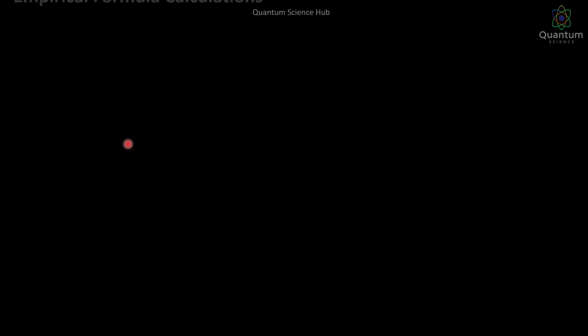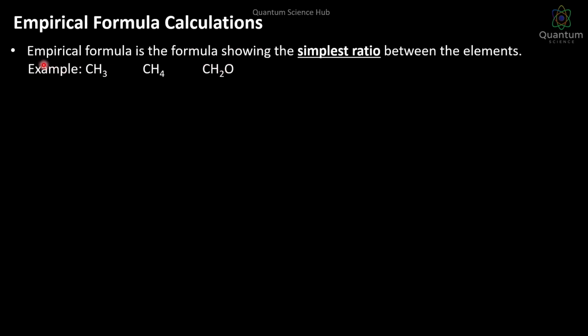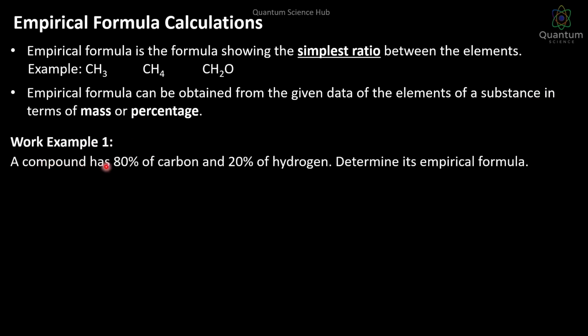Okay? Now let's talk about the empirical formula calculation. The empirical formula is the formula showing the simplest ratio between the elements, for example CH3, CH4, CH2O. Empirical formula can be obtained from the given data of the elements of a substance in terms of mass or percentage. For example, a compound has 80% of carbon and 20% of hydrogen. Determine its empirical formula. So please look and follow these steps.